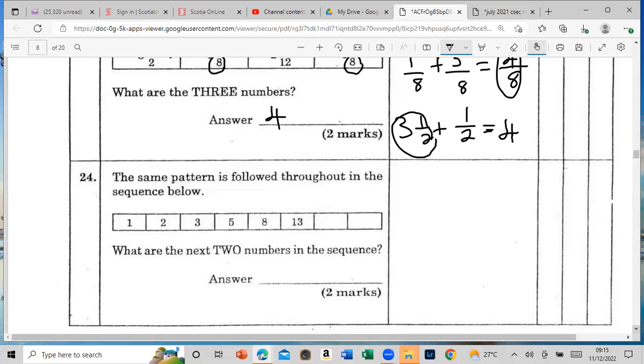Everyone agree? Then work it out and tell me what you guys get. You have to look for a pattern, definitely, all right? Pattern is followed below. 18 and 23.